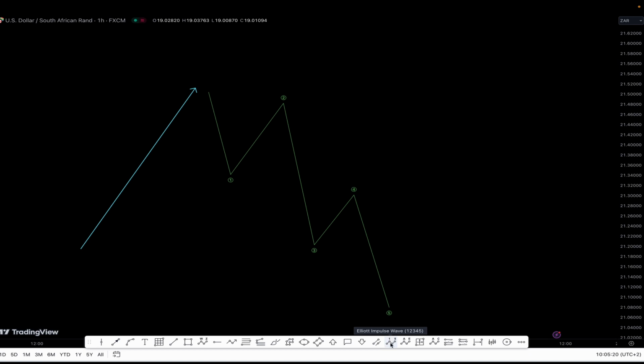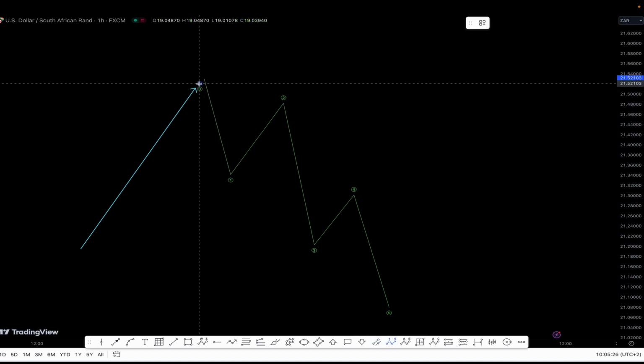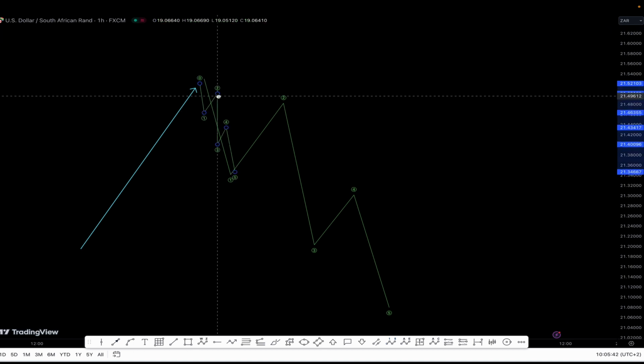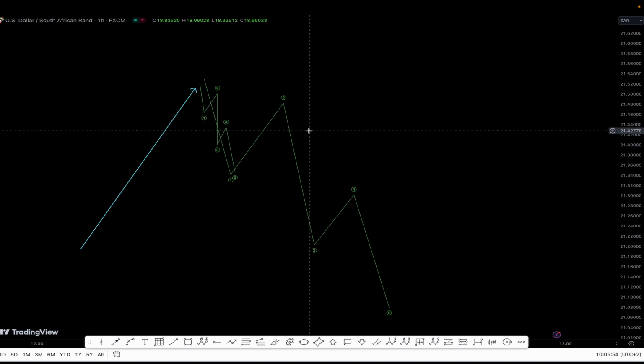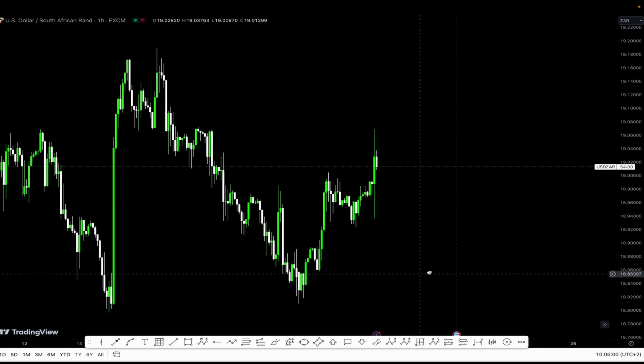And then even inside these moves here, you will also find the same impulsive waves like this, but this one will be below. Okay, this is how I combined Elliott wave and smart money concept using candlesticks. So let me try to show you a real example on a real chart.